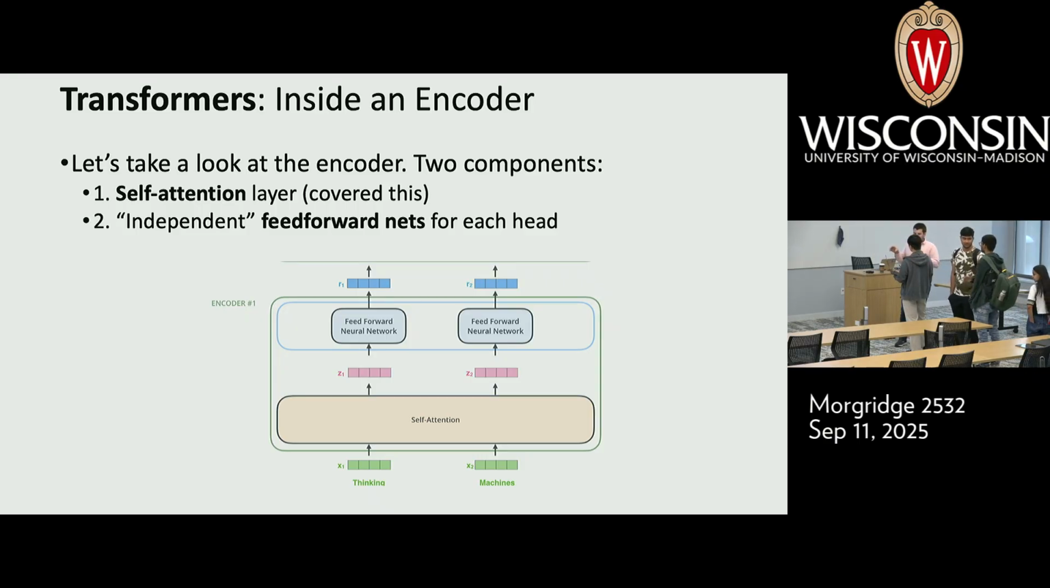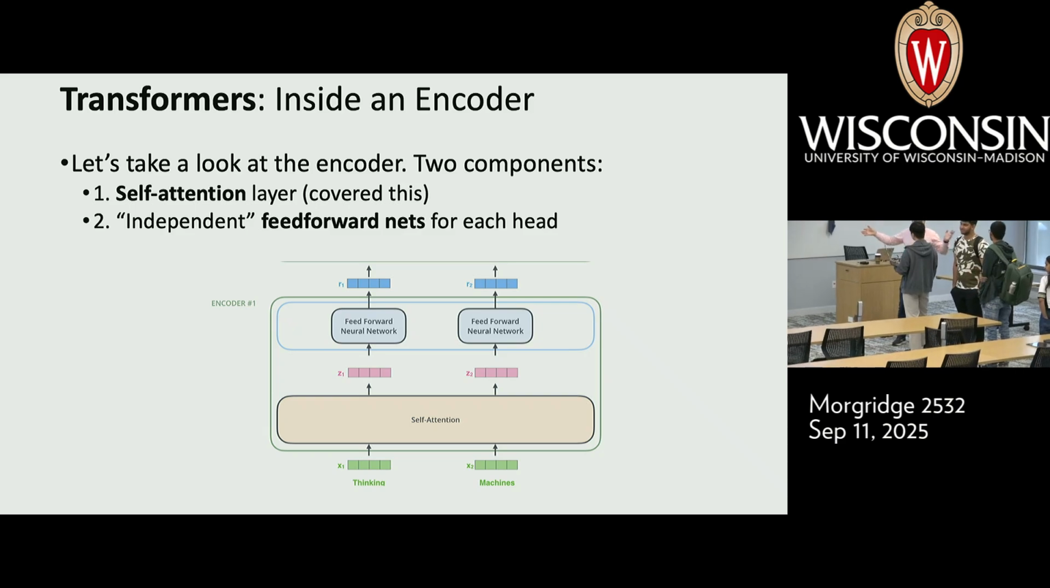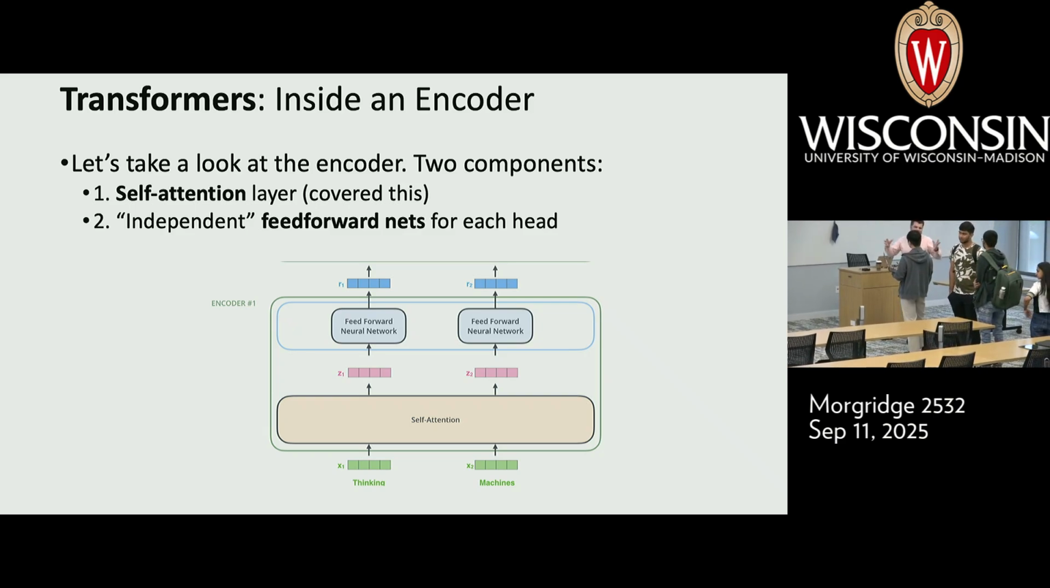But n squared here could be very big, right? Because my sentence could be length 10,000. That could be not a sentence, but a document, right? So that means I'm doing 10,000 squared every time. That's a very big value. So the major limitation is the computation.